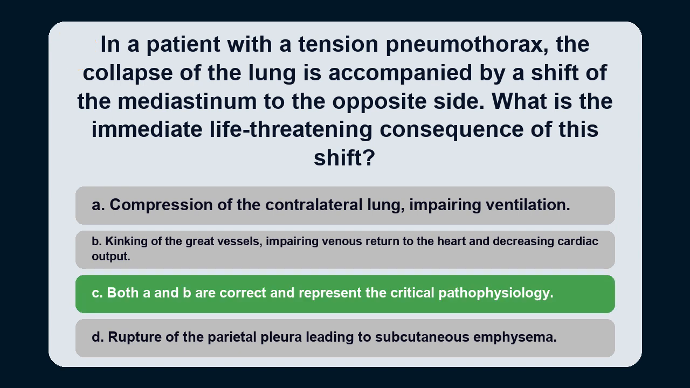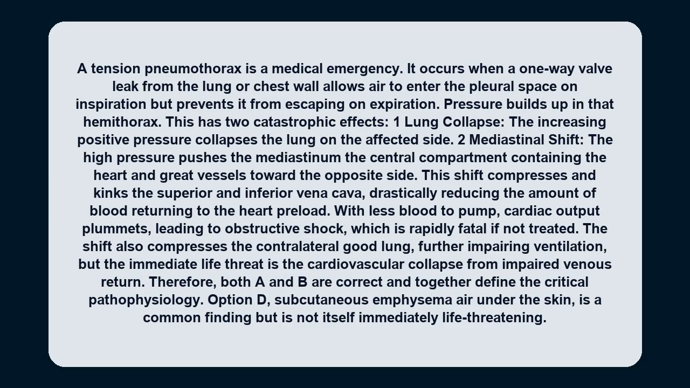The answer is C. A tension pneumothorax is a medical emergency. It occurs when a one-way valve leak from the lung or chest wall allows air to enter the pleural space on inspiration, but prevents it from escaping on expiration. Pressure builds up in that hemithorax. This has two catastrophic effects. One, lung collapse. The increasing positive pressure collapses the lung on the affected side.